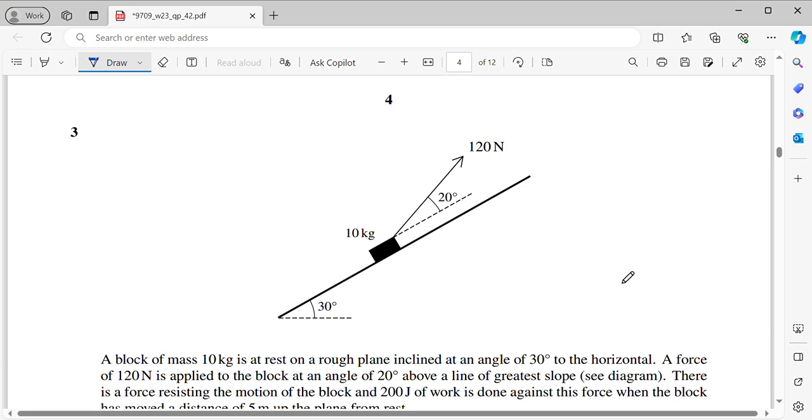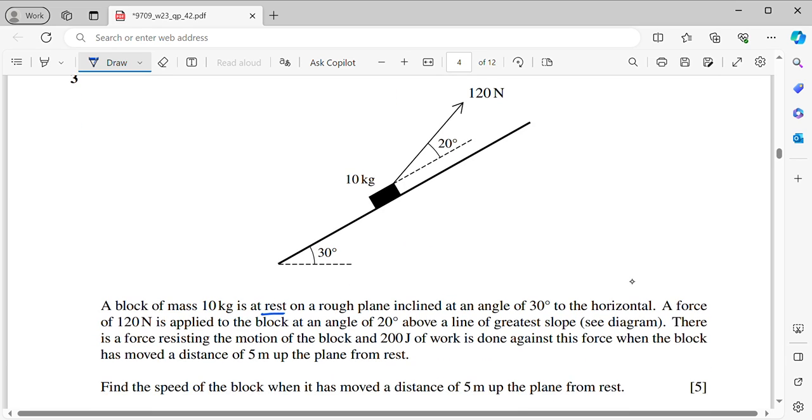A block of mass 10 kilograms is at rest on a rough plane inclined at an angle of 30 degrees to the horizontal. So here is 30 degrees. A force of 120 newtons is applied to the block at an angle of 20 degrees above the line of greatest slope. So here is 20 degrees, 120 newtons. There is a force resisting the motion of the block, and 200 joules of work is done against this force.